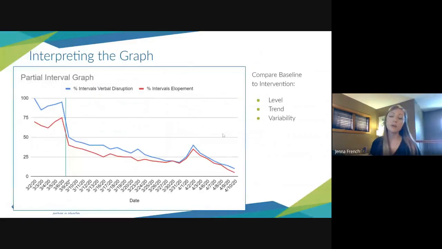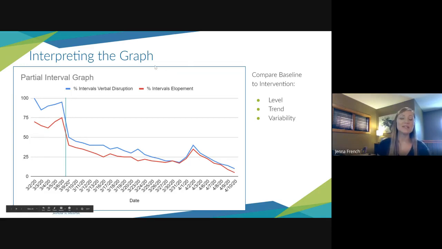Okay. So again, I put in the phase change line just so that you can see the difference between baseline and intervention. But again, when we're comparing the level, trend, and variability from baseline to intervention, we can see here that there was an increasing trend. They were both at relatively high levels, and there was minor variability, not a ton. And then once the intervention was put in place, the level dropped, the trend line is decreasing, and there's less variability in that data. There again is a spike on 4.3.